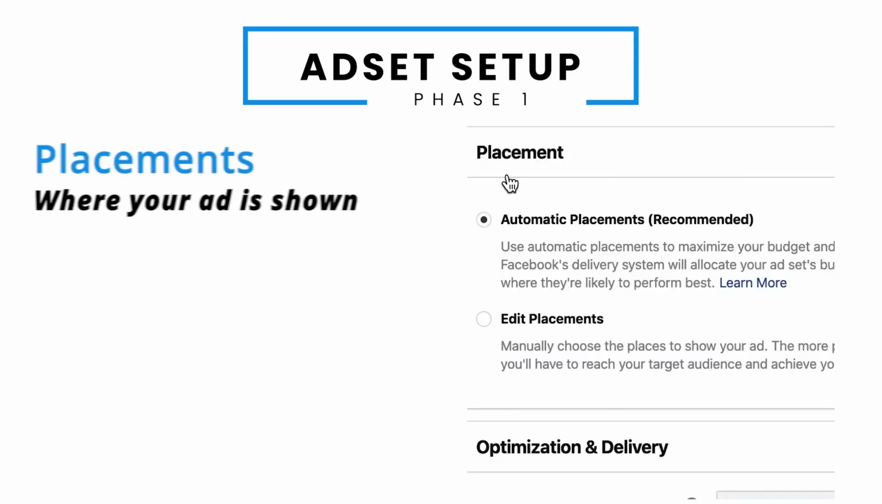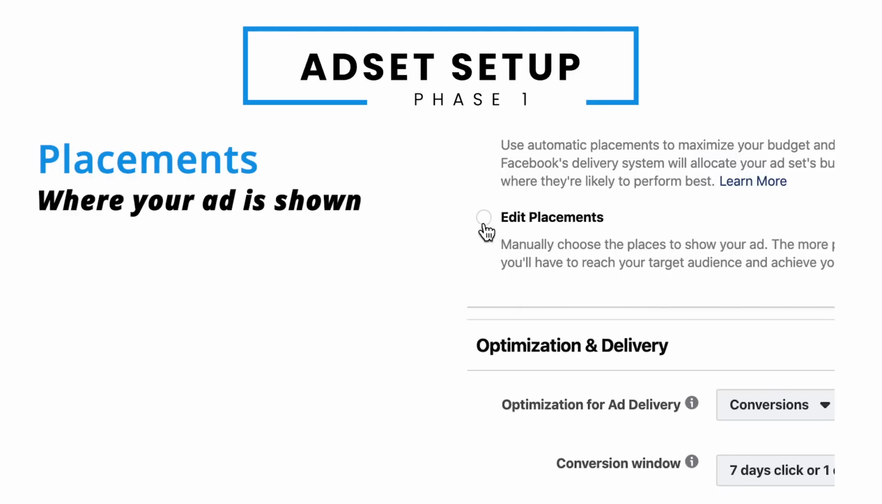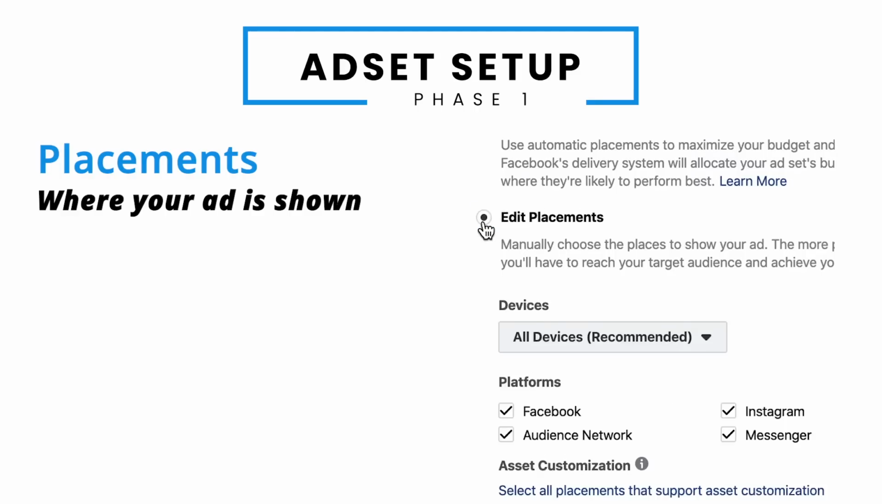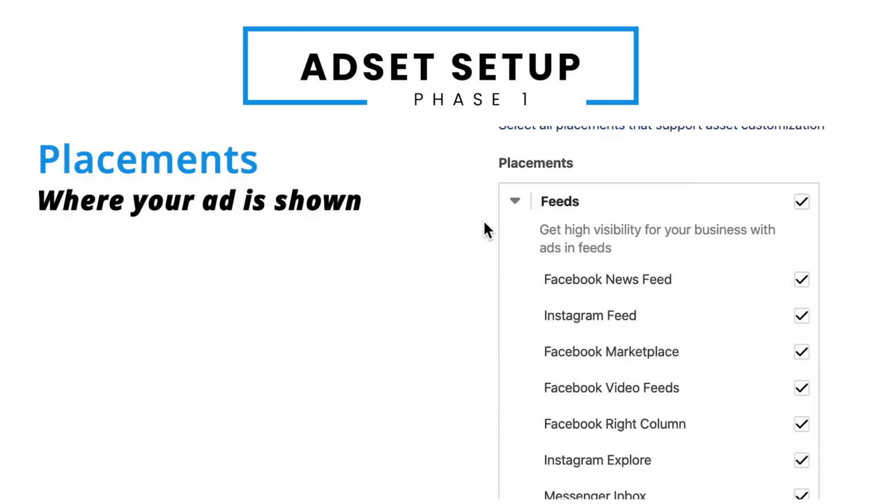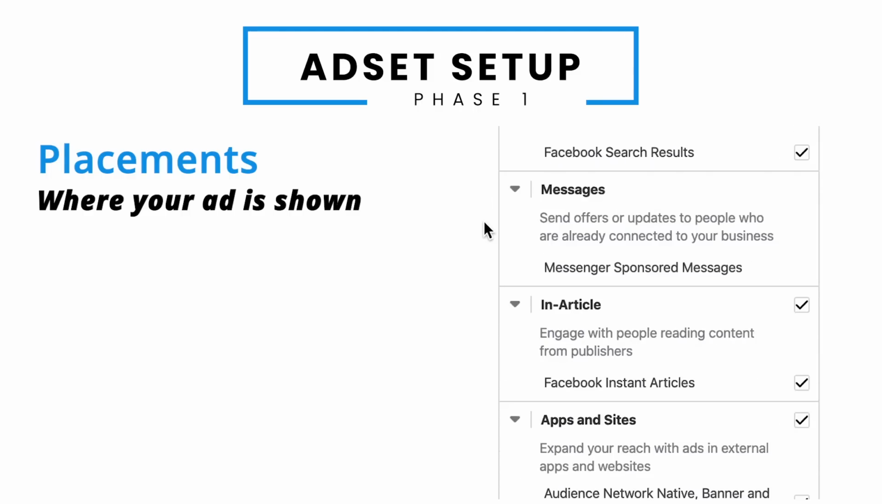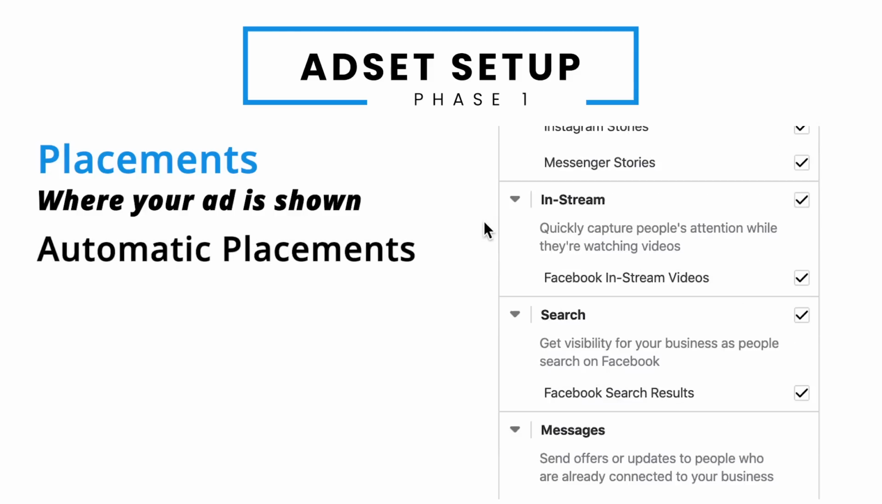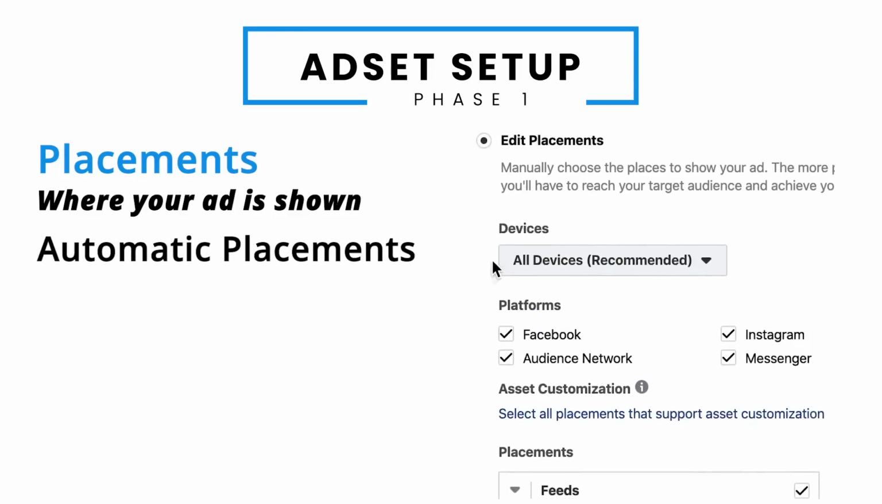Next, you can choose the placements for your ads. This lets you decide where your ads are shown, such as on Facebook newsfeed or on Instagram stories. If you want to see the full list of placement options, click Edit Placements to open the full list of potential placements. As you can see, you can choose to place your ads based on device, platform, and individual spaces within each platform. We recommend, however, to go with automatic placement and let Facebook decide where to show your ads.